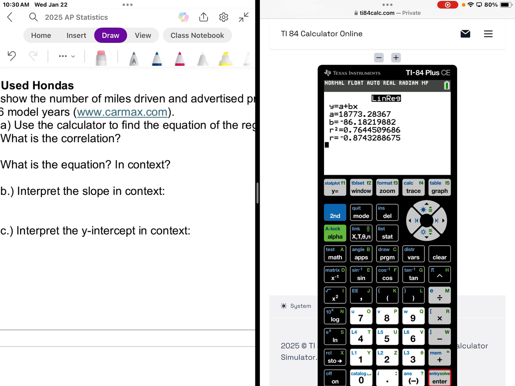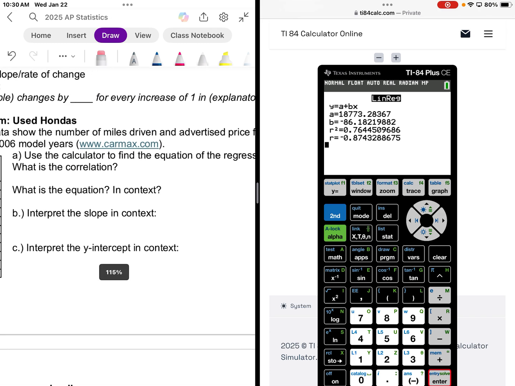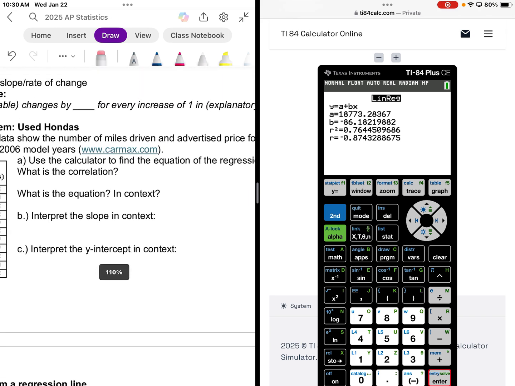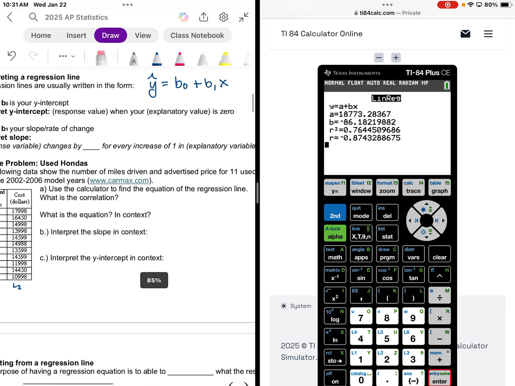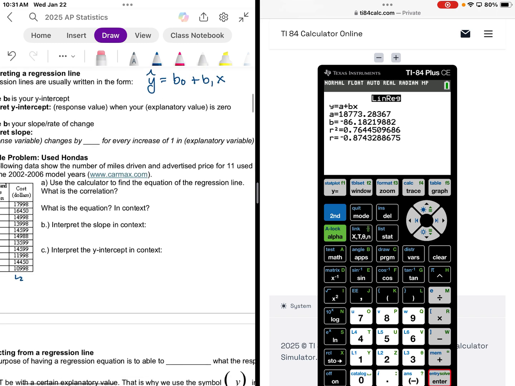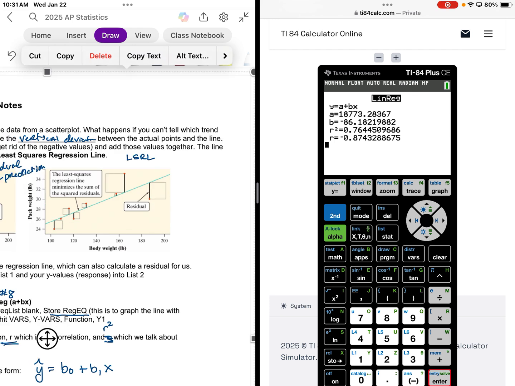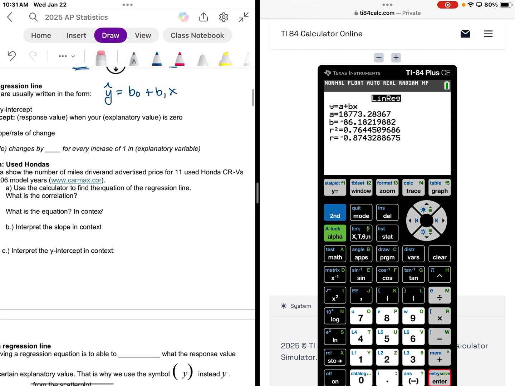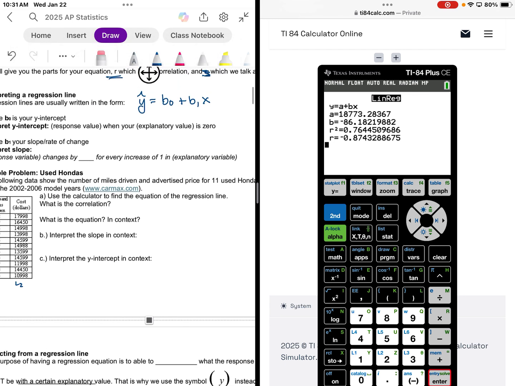Notice it gives me the format of Y equals A plus BX. When I go to write, what is the correlation, interpret the slope in context. Do they ask us on one of them to write the equation? So with that in mind, equation-wise, I'm going to write down at the bottom.